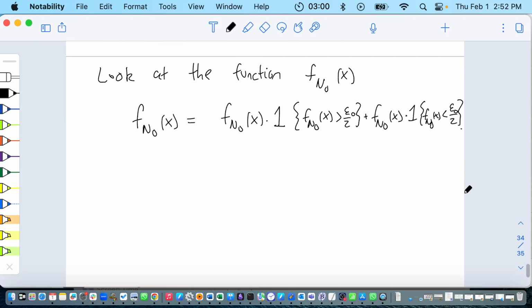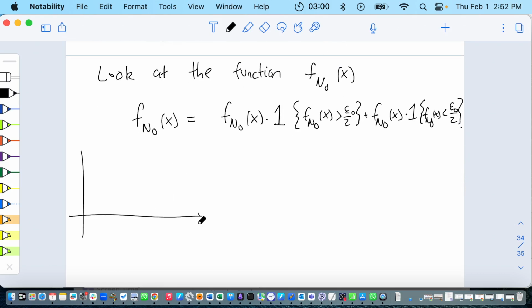Okay, and as a little cartoon, let me do a little cartoon of just this one function. I know I had more than one function in the other one. This one has just one function, f of n naught, which is some silly looking function like that. Okay, and it's got 2 parts. It's got the part where you're below epsilon naught over 2, and the part where you're above, right? So there's this bit on the outside, that's where you're above, plus this bit where you're below.